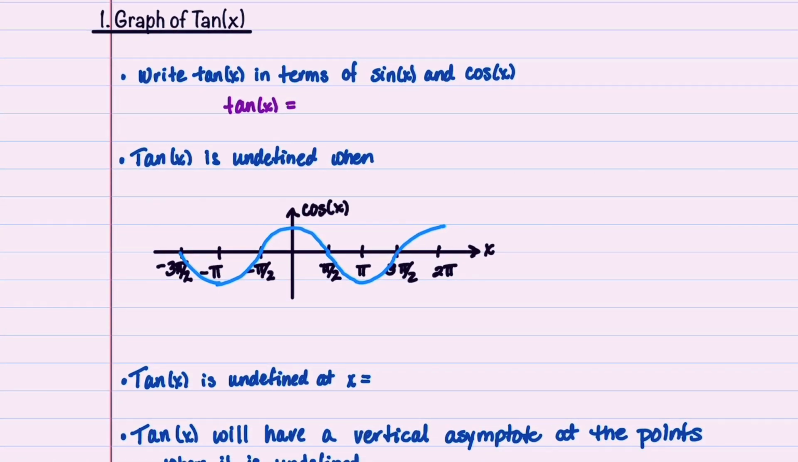To learn how to graph the tangent function, we'll begin by writing tangent x in terms of sine and cosine. Tangent x is equal to sine x divided by cosine of x. Tangent x is going to be undefined when cosine x is equal to 0. If we look at our graph of cosine x, we can see that cosine x is equal to 0 at these points.